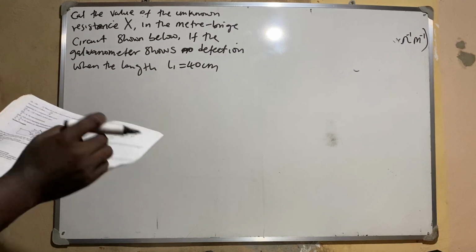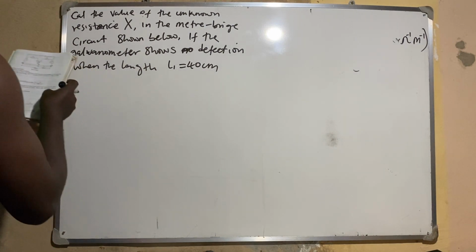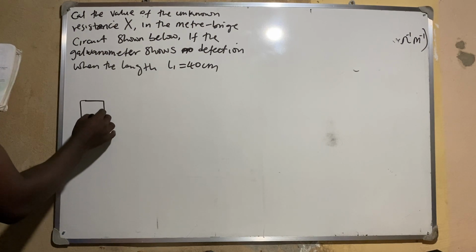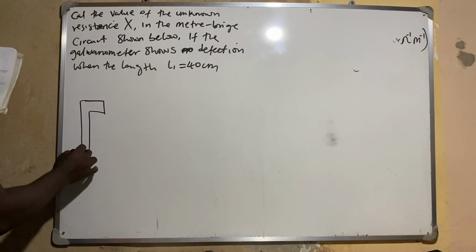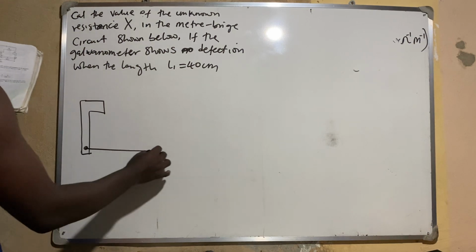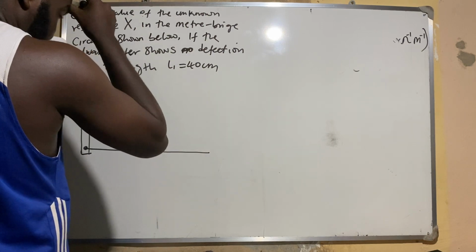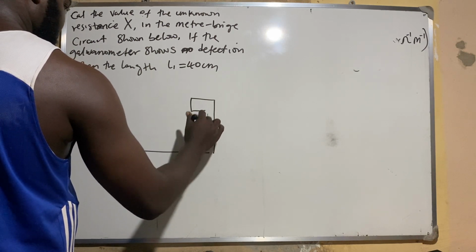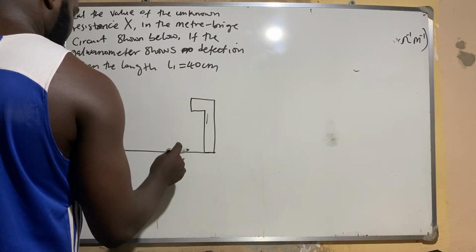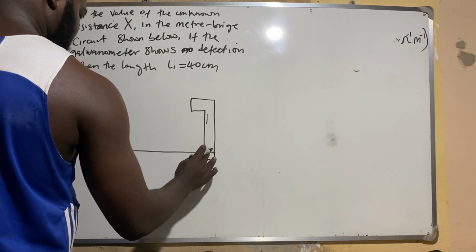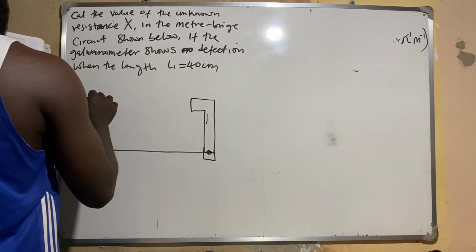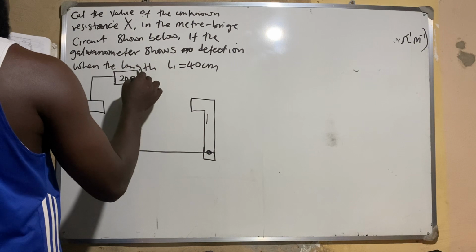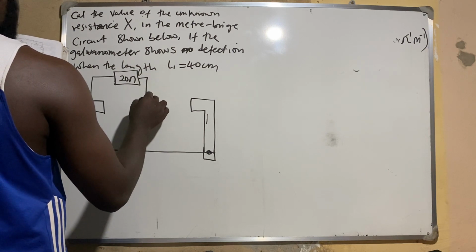From what they drew here, I don't like drawing, but let me try. They gave us the first resistor here as 20 ohms, connected this way.